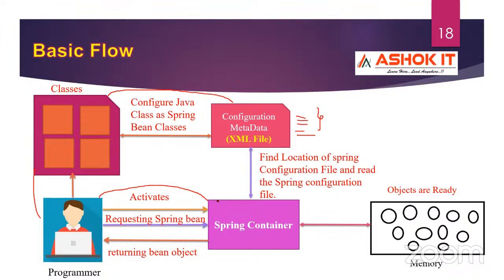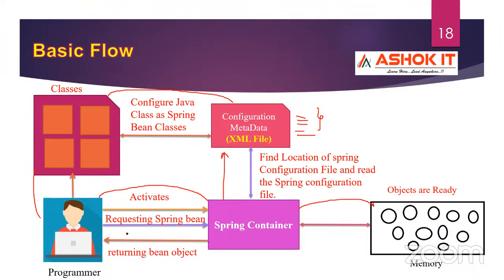Spring container, and then the Spring container will load the Spring configuration file into memory, and it will create the respective bean definitions as objects in memory. Understand? At this point of time, all the objects are created by the Spring container, and those objects are available in the heap memory, guys.